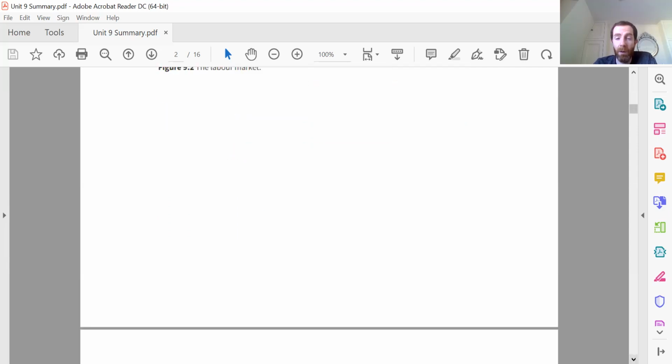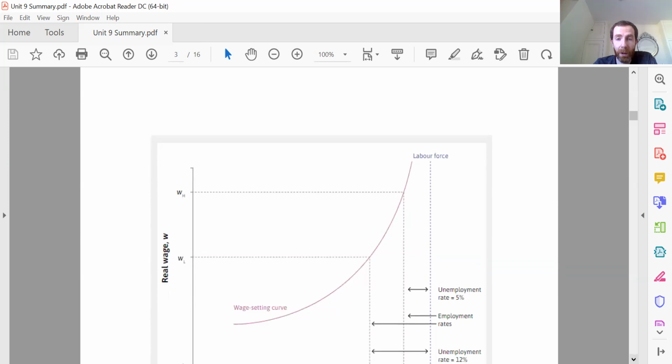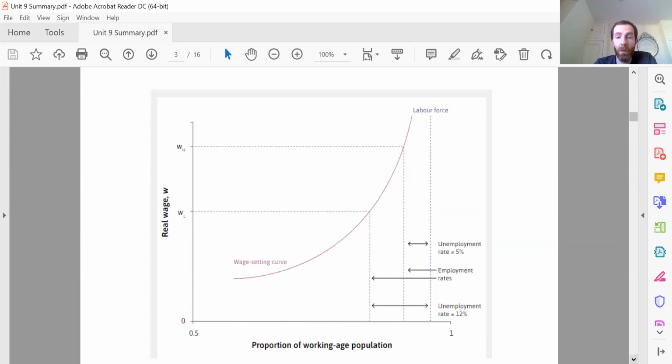Okay, so I think now what we're going to look at is the wage setting curve. And I just want to move that. Sorry, one second. I just wanted to make this a little bit smaller.